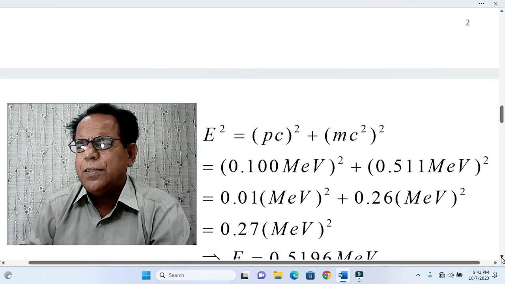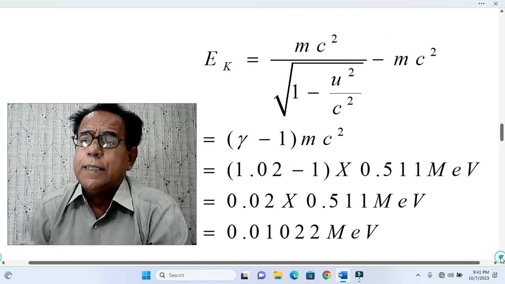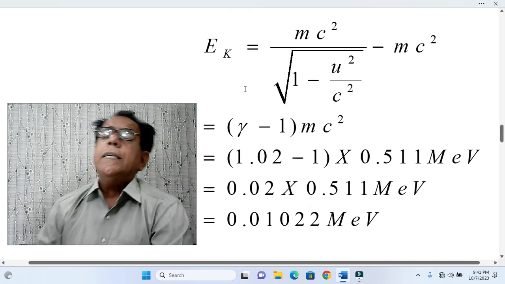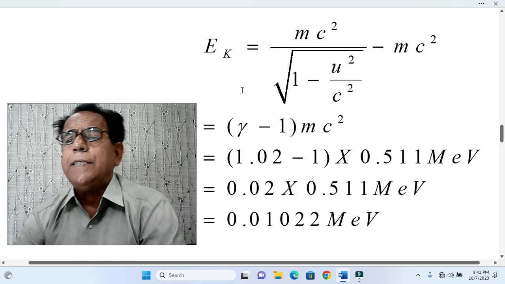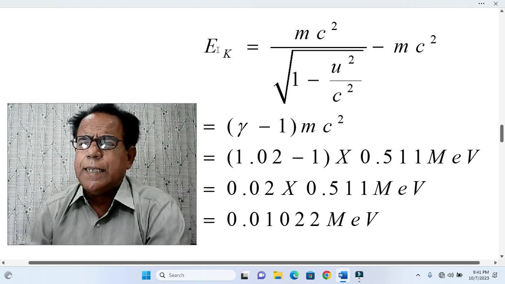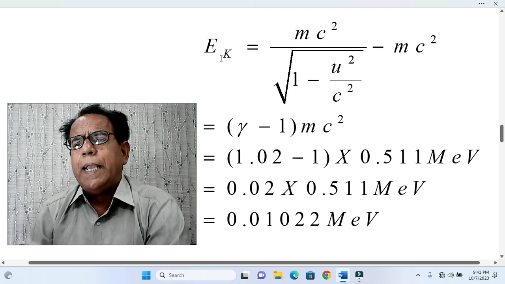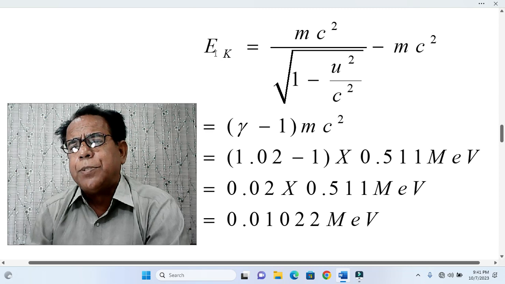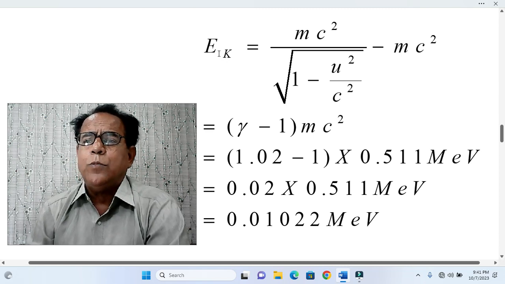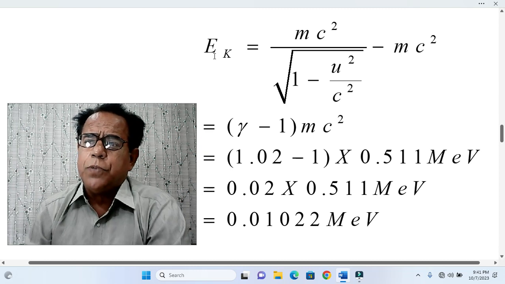So both values have tallied. Now we come towards kinetic energy. Sometimes we denote kinetic energy simply by K, sometimes we denote it in this way, that is, capital E with K written as a subscript. That is kinetic energy, E, K, where K is written as a subscript of E.